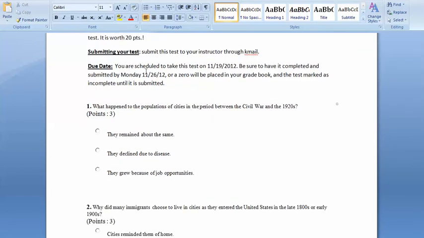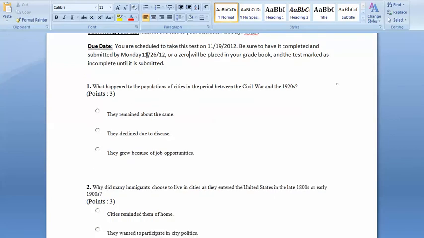The due date for this test is actually scheduled for November 19th. Be sure to have it completed no later than November 26th, or there will be a 0 placed in the gradebook with an INC, which is short for incomplete. You can replace a 0 INC in the gradebook for full credit, but again, remember, once you start accumulating those zeros, it gets very difficult to catch up. So you definitely want to make sure it's done before November the 26th.